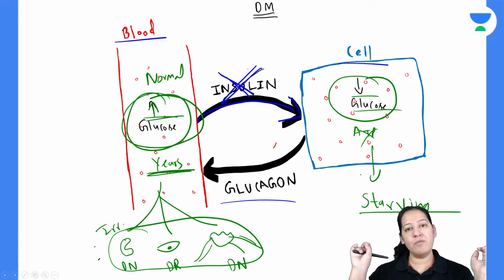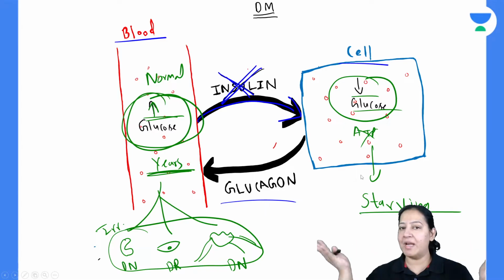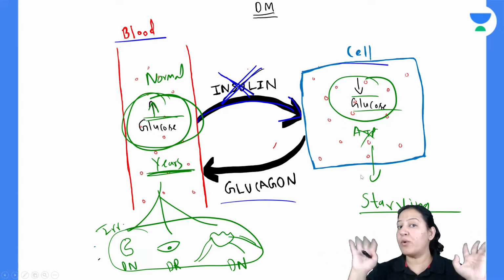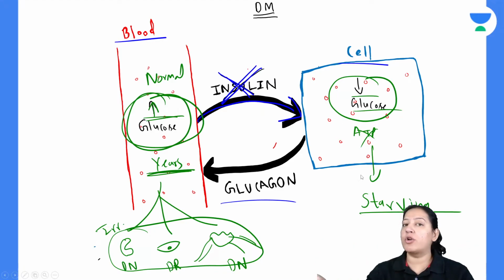Right? Have you heard a proverb? Diya tale andhera, samundar tale pyasa. The same situation is happening with the cell. The cell is floating in blood. The blood has abundant glucose. But the irony is that this cell cannot utilize that glucose. Right? So pity on the cell.